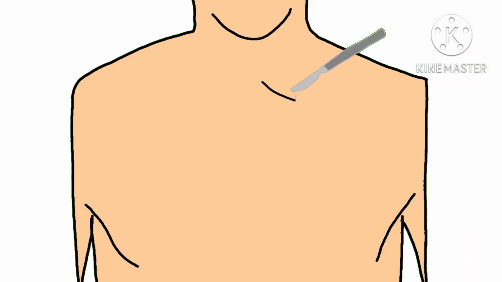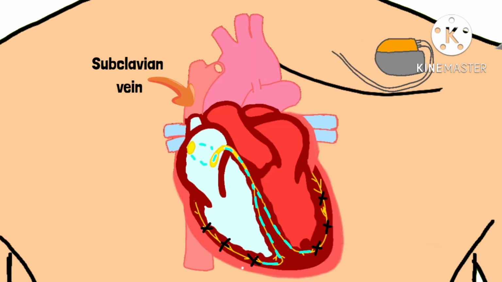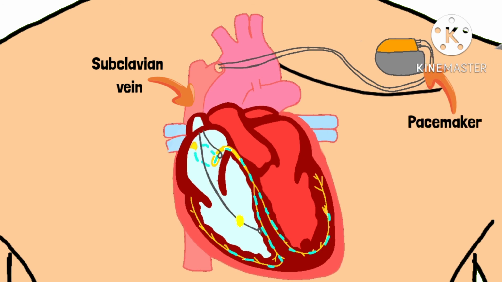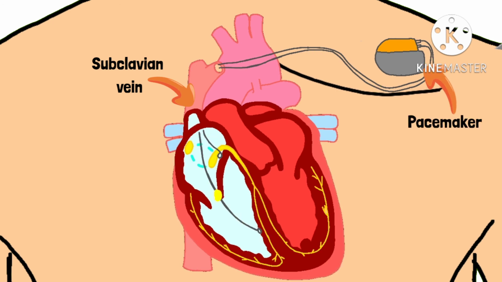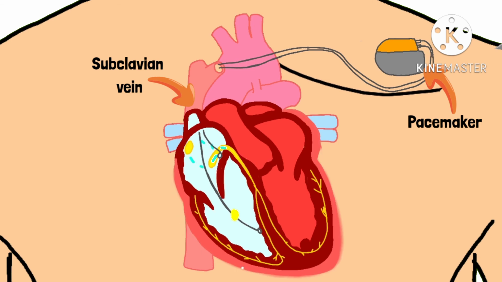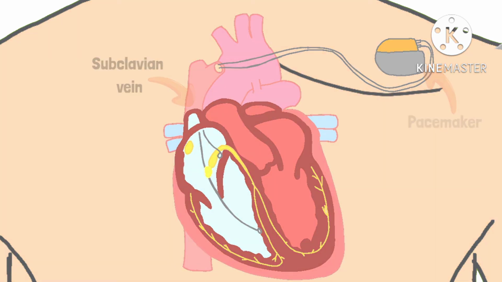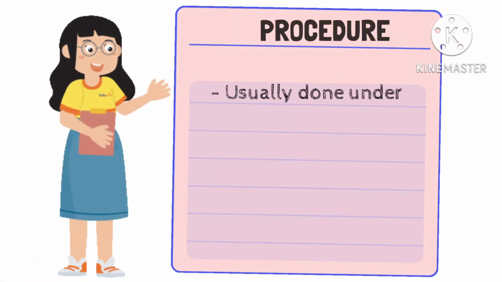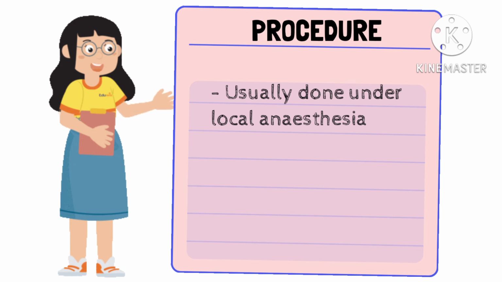To fit the device, a surgeon creates a small incision in the chest and inserts the lead through the subclavian vein, which will be attached to the chamber of the heart. These leads are then attached to the pacemaker, which is placed into the pocket under the skin of the chest or the abdomen. This procedure is usually done under local anesthesia and the patient remains awake during the whole procedure.